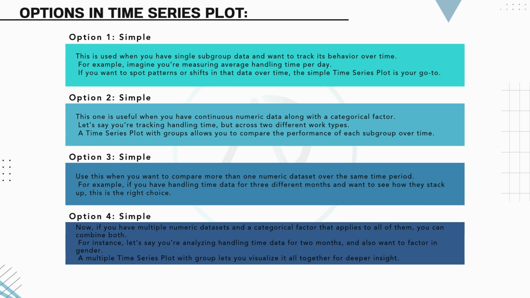Option 3. Multiple. Choose this when you want to compare multiple datasets over the same timeline. For instance, comparing handling time data from 3 different months. It helps to see if one period performed better or worse than others.